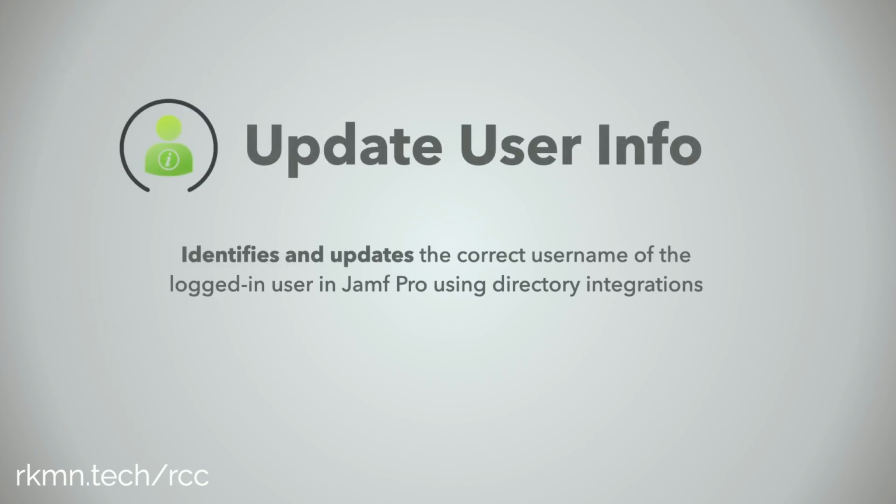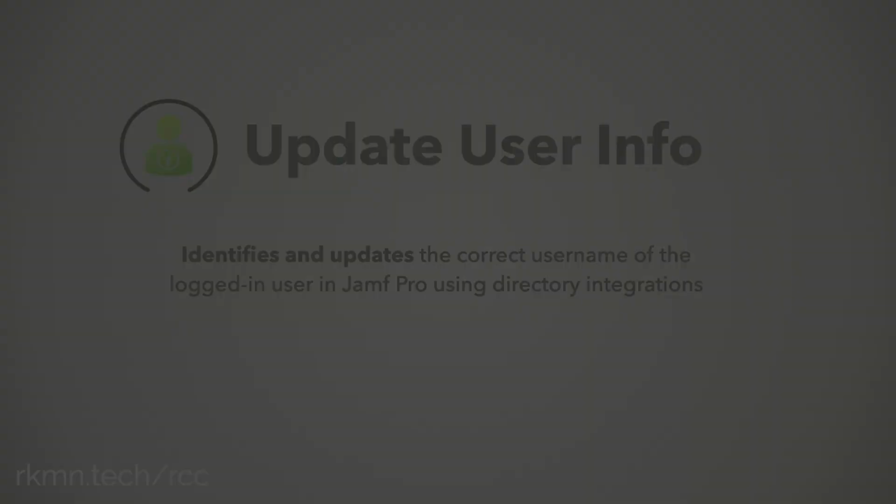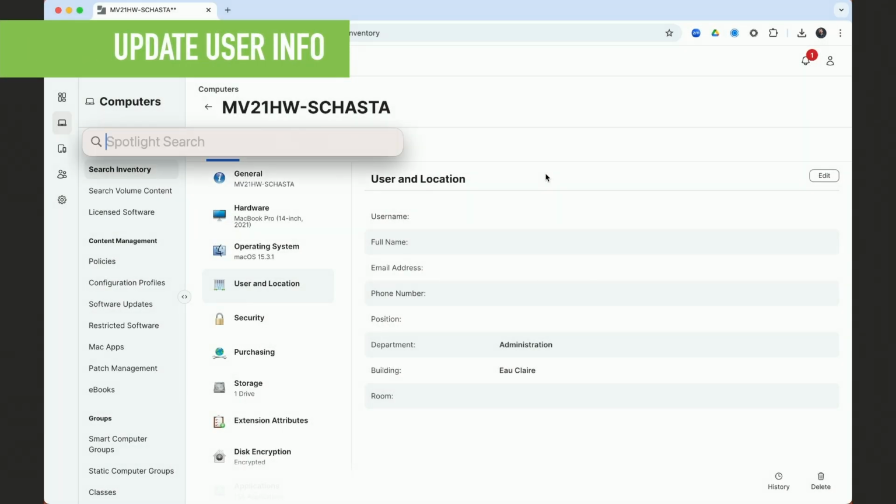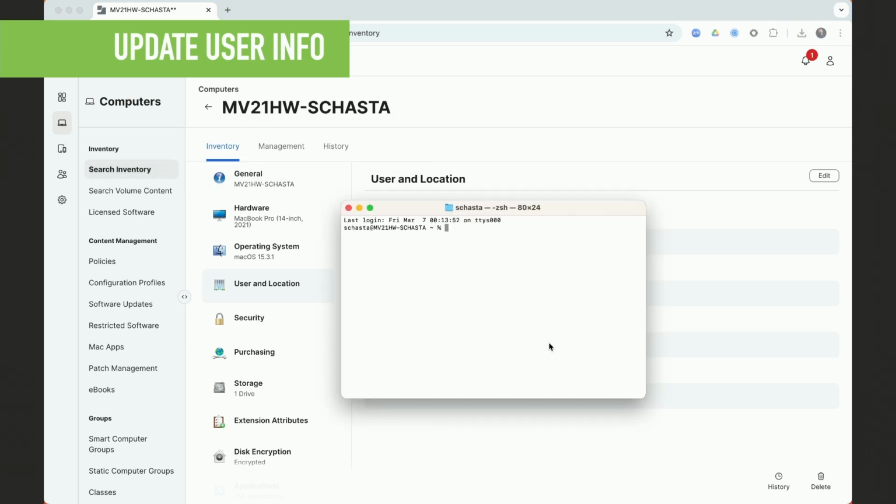And over here on Update User Info, here you can identify and update the correct username for a logged in user in Jamf Pro using directory integrations. So you can look up different variations of a username to see if it matches over in your directory. So the user here is not pre-filled in Jamf Pro. We're going to go ahead and run the policy that executes this tool.